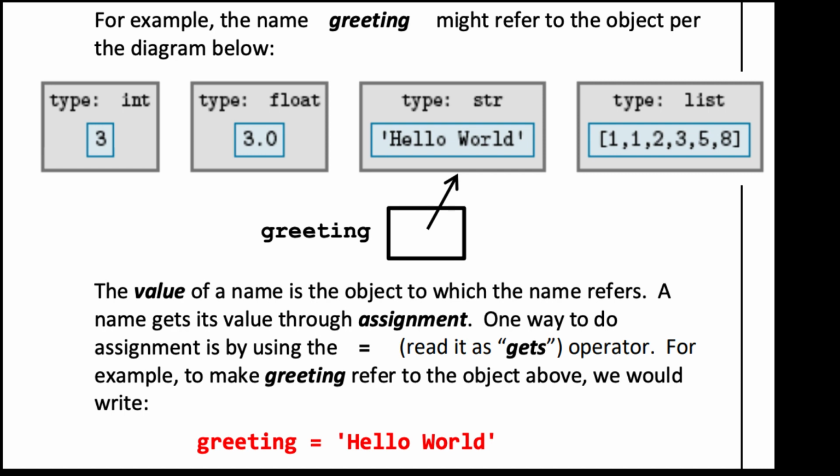Another name, or the same name, might refer to something that is of type int, as shown to the far left of this picture, or type float, or type list, which is shown to the far right. The value of a name is the object to which the name refers. So a name gets its value through assignment. One way to do assignment is by using the equal sign operator, and you should read it as "gets". For example, to make greeting refer to the object above, we would write greeting gets equal sign, quote, hello world.